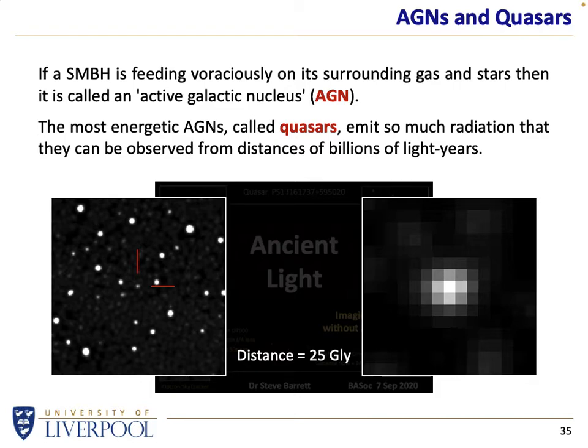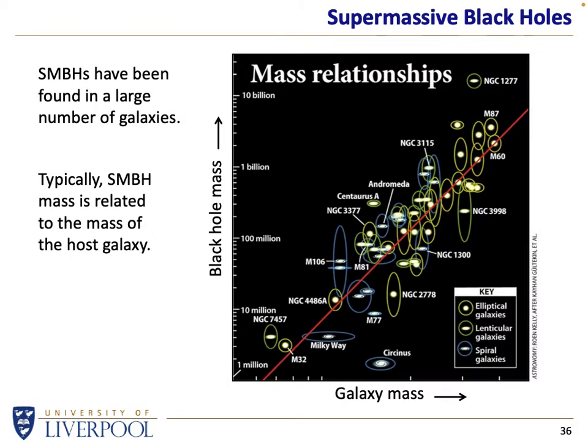So the fact that you can pick up light from one of these objects without using a telescope is testament to the enormous amount of power that must be pouring out of these objects, and they're all being powered from these central engines, these supermassive black holes at the core of galaxies. There's still a lot we don't understand about supermassive black holes.